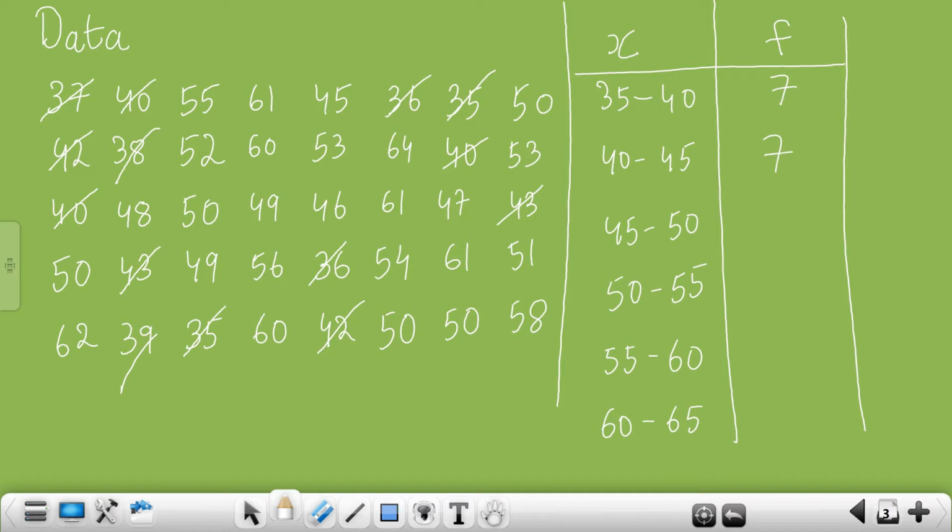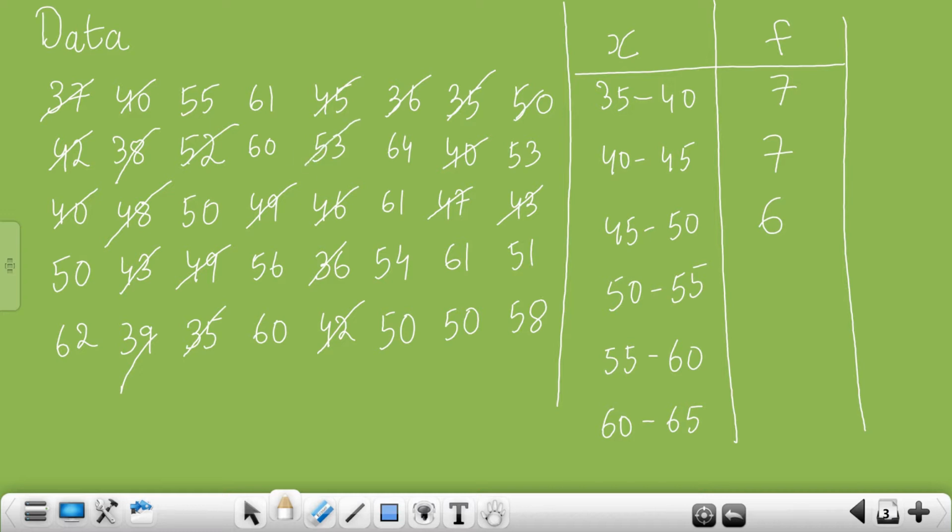Let's continue. So 45 to 50, we have 45, 1. Next is 47, 2. 46 is 3. 49 is 4. And 48 is 5, right? Again, we have 49. Then it's alright, I believe that's more than enough, so we have put it as 6.